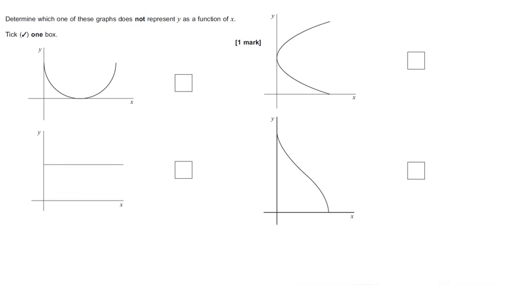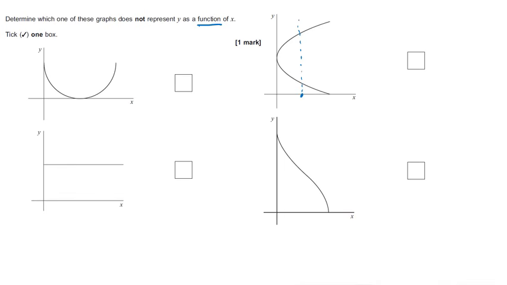Determine which of these graphs does not represent y as a function of x. Okay, so the key word here is function. A function is a one-to-one relationship or a many-to-one. It cannot be one to many. And this graph over here is one-to-many.